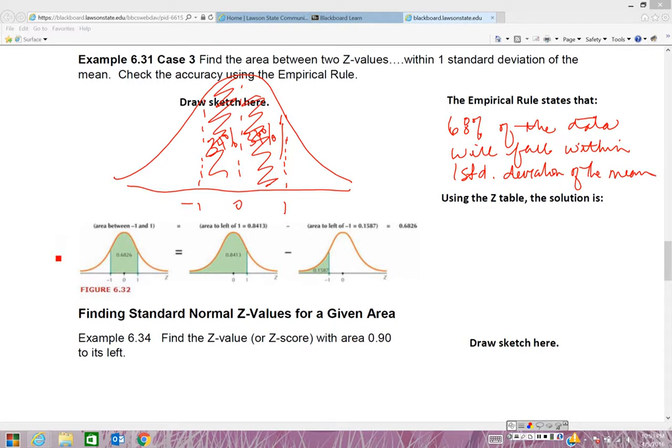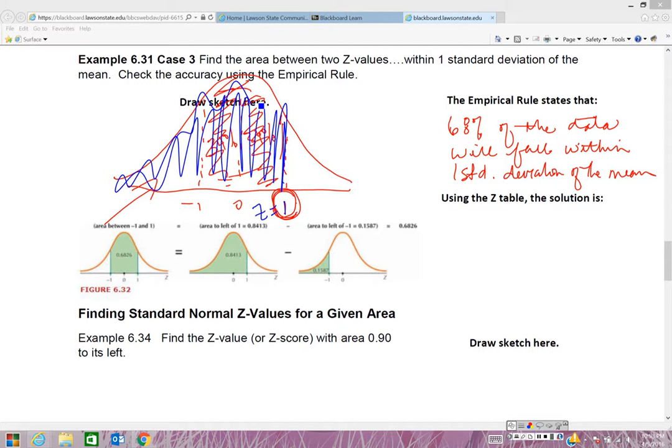Now, here's a great way of looking at it. Here he says area between -1 and 1. This is what we have here. They first found the area that was to the left of 1. Area to the left of 1 ended up being 0.8413. The first thing we're going to do to find out the area in between this is first find the area to the left of z equals 1. So that would be everything here, right? So we're going to find the area to the left of z equals 1.